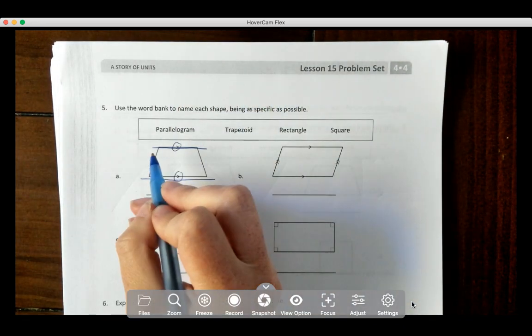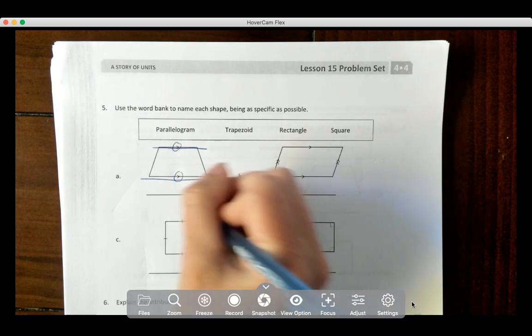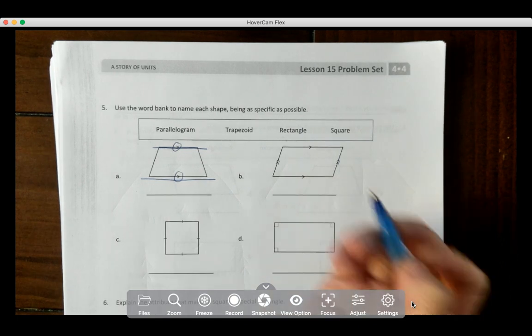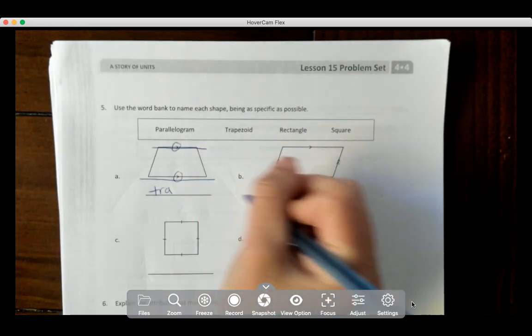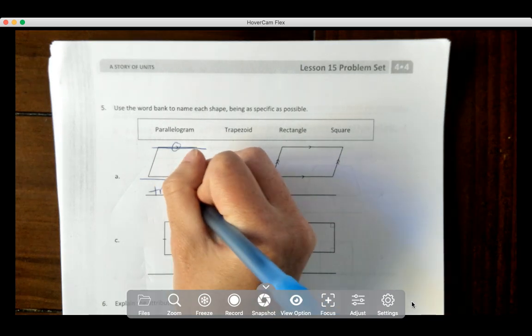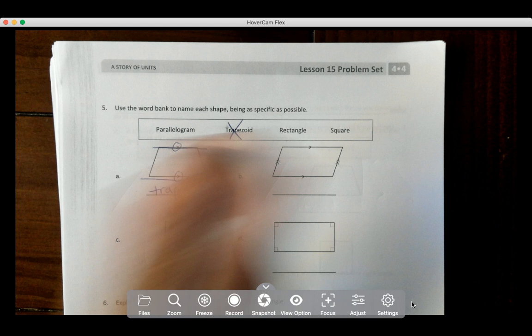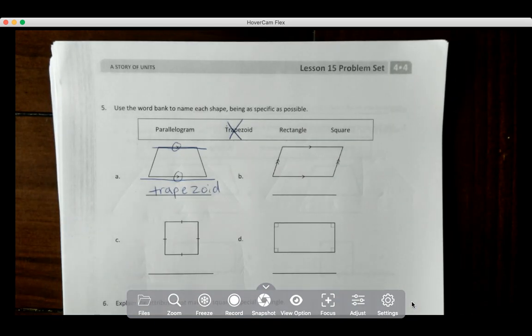So what shape has one set of parallel lines? Is it a parallelogram, trapezoid, rectangle, or a square? This is a trapezoid. And then we can cross that out. What is B? Think about what B is.